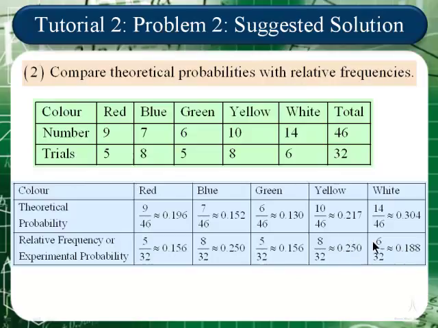18.8%. So as we've mentioned before, the relative frequency or the experimental probability is never equal to the theoretical probability. It is only when you repeat this experiment many times that we'll find that the value for the relative frequency will tend towards the value of the theoretical probability.